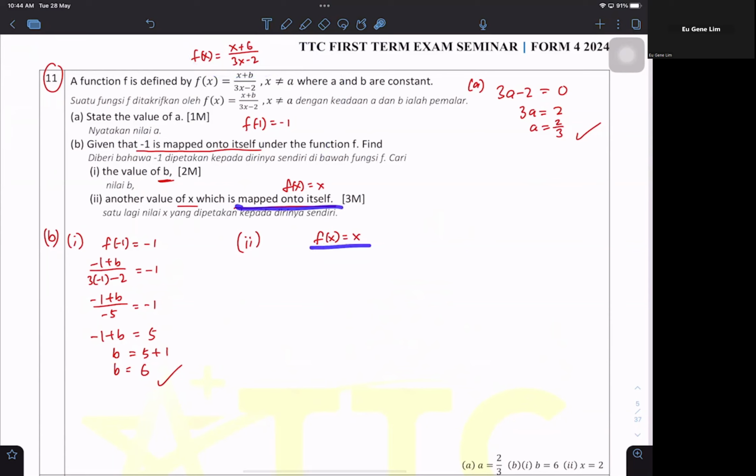Okay, f(x) equals to x, mapped onto itself. What is f(x)? f(x) is (x plus 6) over (3x minus 2). Copy here. So again, from here, you can find out x. This is divide, bring over times. Again, this is normal calculation. Everything bring over to the left. Make it quadratic, general form.